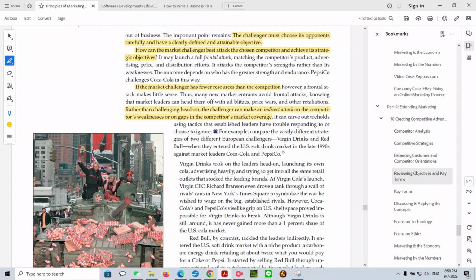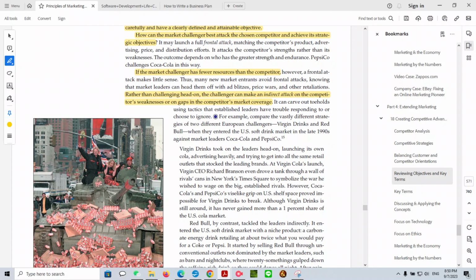Virgin Drinks and Red Bull entered the U.S. soft drink market in the 1990s against market leaders Coca-Cola and Pepsi. Virgin Drinks took on the market leaders head-on, launching its own cola and advertising heavily and trying to get into all the same retail outlets that stocked the leading brands. At Virgin Cola's launch, Virgin CEO Richard Branson even drove a tank through a wall of the rival's cans in New York's Times Square to symbolize the war he wished to wage on big established rivals.